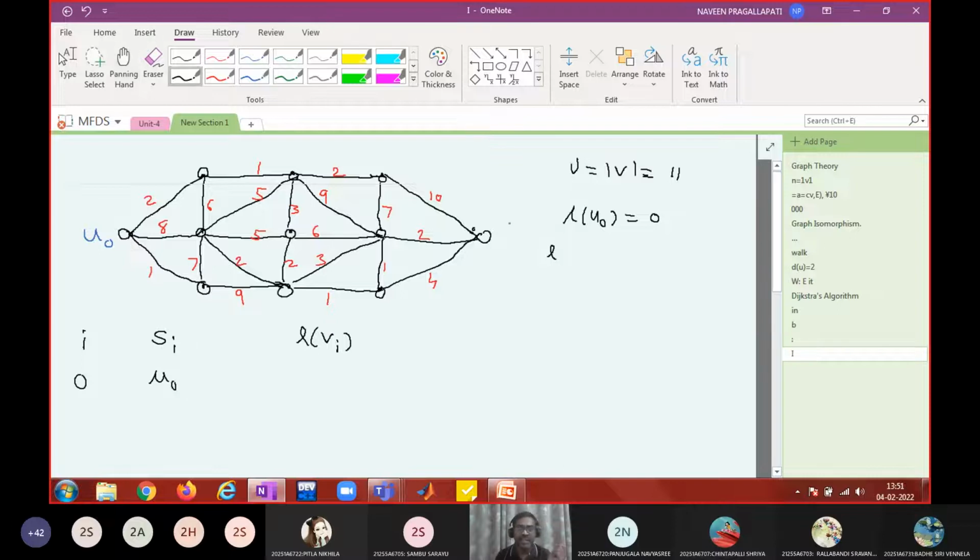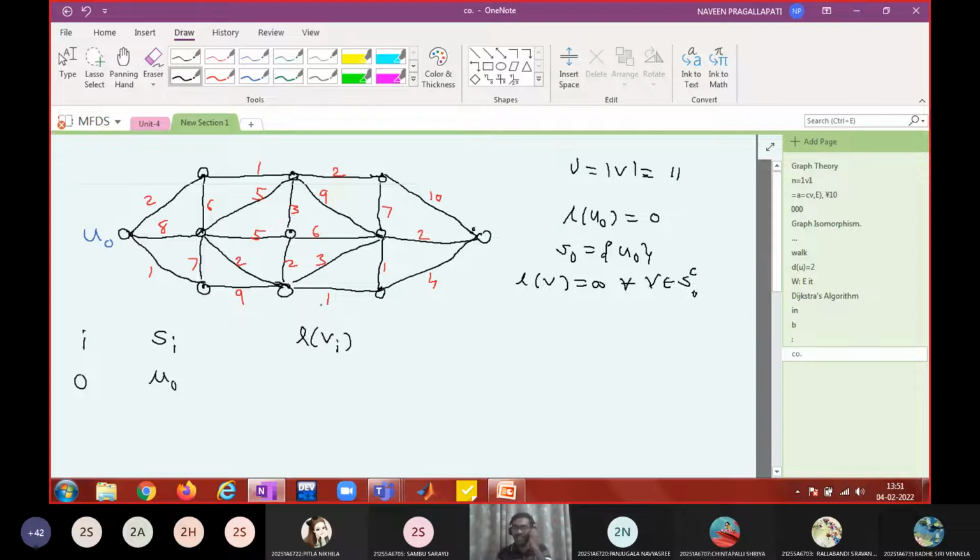So what is the initialization? L of u naught equals 0, and S naught is assigned u naught. We assume that L of v equals infinity for all v belonging to S naught complement. Okay, so that is the initialization.